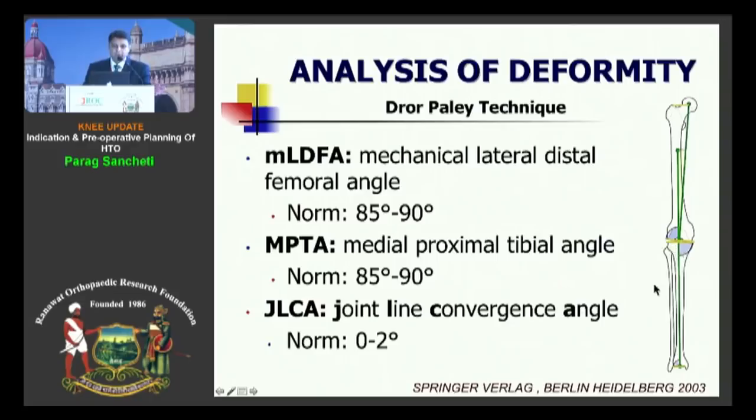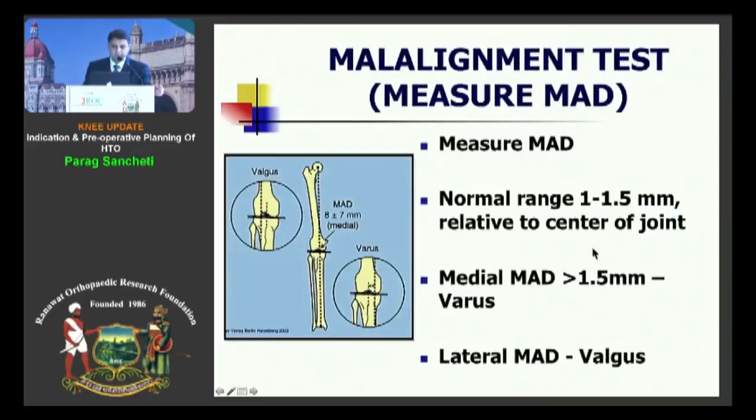So if you get these three angles right, then you can know whether the deformity is in the femur, the tibia, or the joint line. So that is something which is very critical. And this brings us to what I've just told you, the mechanical axis deviation test. You draw the three angles, you draw the lines, see where it is passing, and then you know whether you're dealing with a valgus or varus. So this is very important.